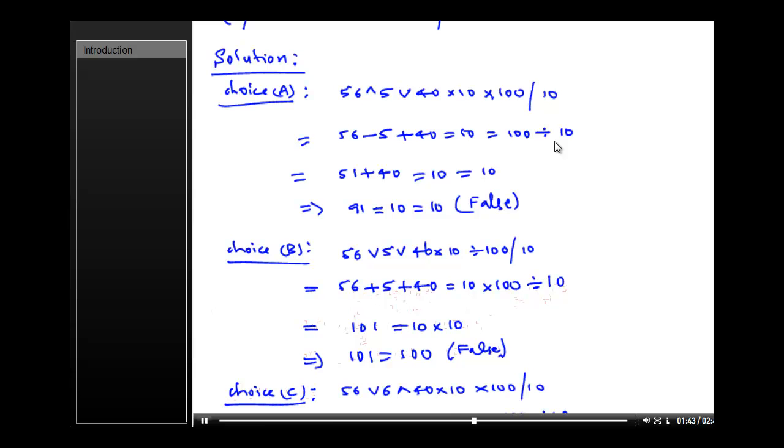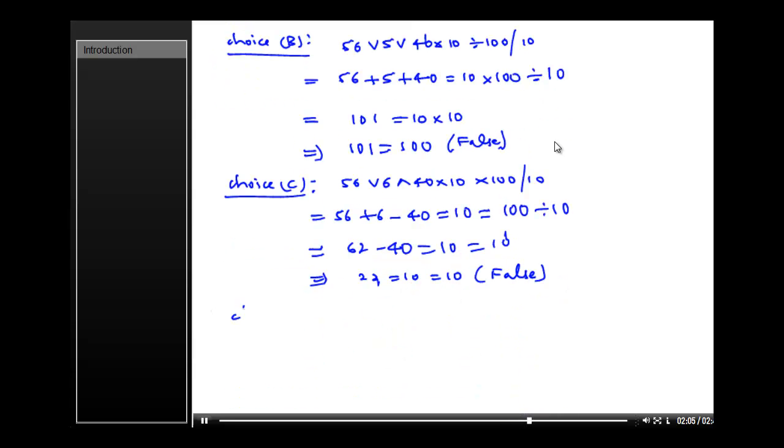Here also, according to the instructions, the given expression becomes like this. This equals 56 plus 6 will be 62 minus 40 is equal to 10 is equal to 100 divided by 10 will be 10. This implies 62 minus 40 will be 22 is equal to 10 is equal to 10. Clearly this is a false statement. Next, choice D.